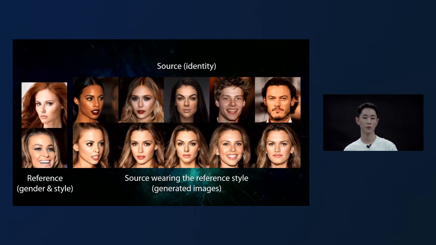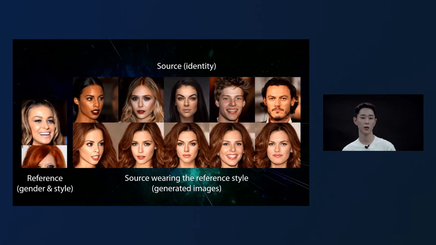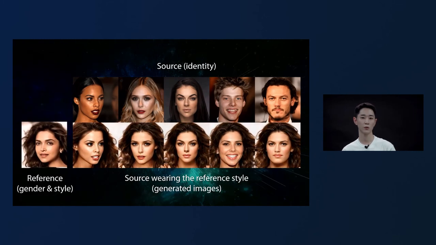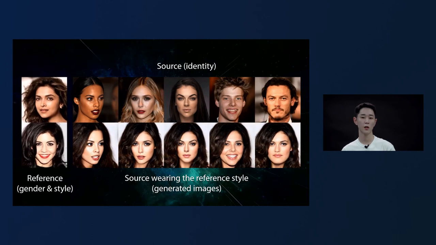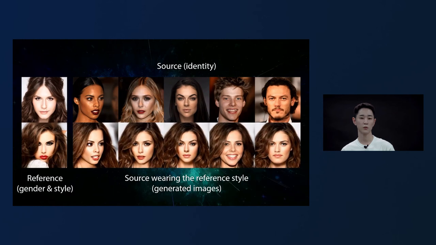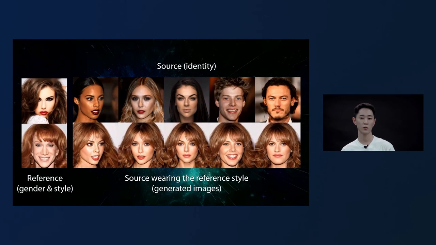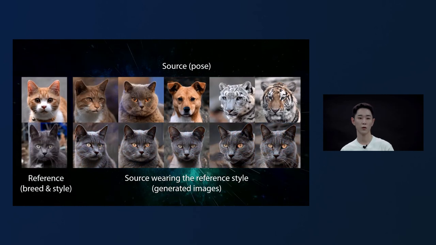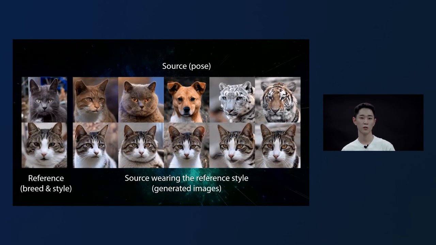StarGAN V2 can also perform translation by reflecting the style of the reference image. In the video, you can see the person's appearance and pose follow the source image, which is on the horizontal line above. And in the reference image, you can see the gender and the several styles that are followed. So the hairstyle and makeup can be changed.